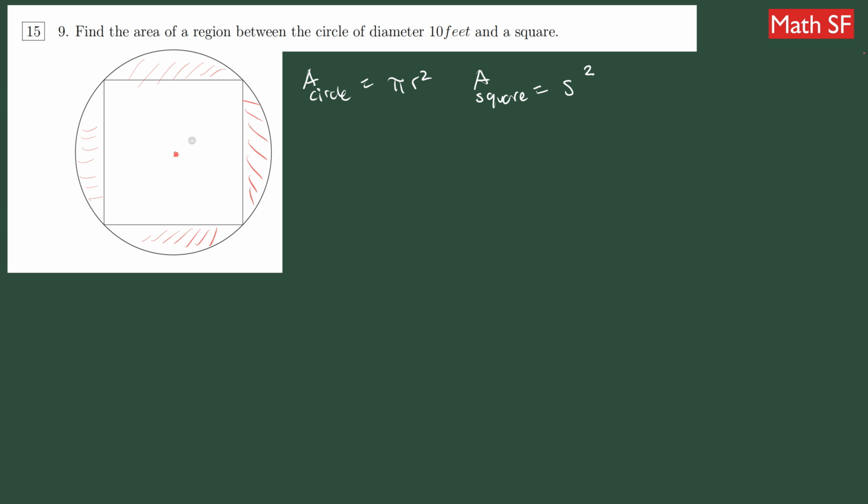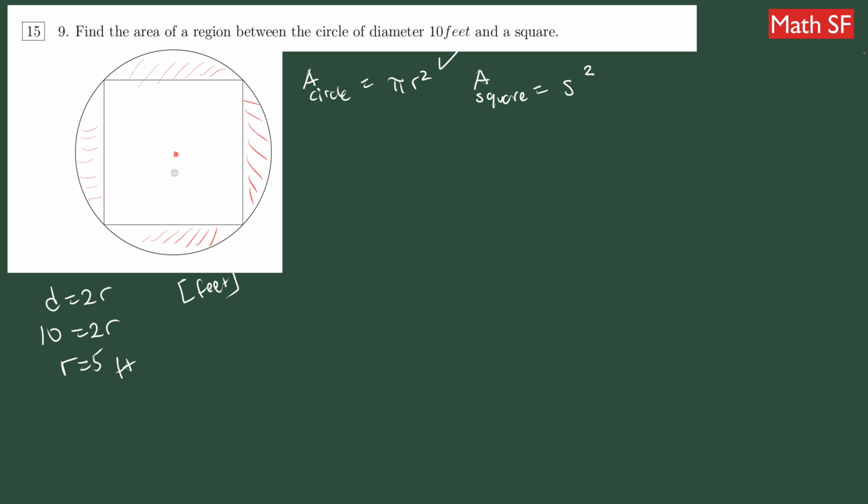Now, to find the area of the circle, I need to know its radius. But they give me the diameter. And also recall your diameter is equal to twice the radius. If the diameter is 10, then the radius should be 5. And we're all talking about feet, so I'm going to put feet in here. So now you have enough tools to find the area of the circle. But how about this square?